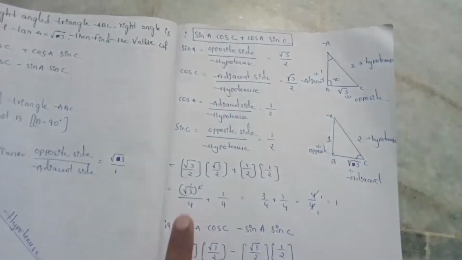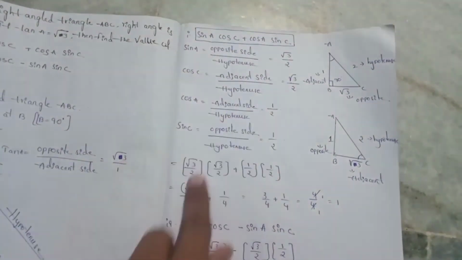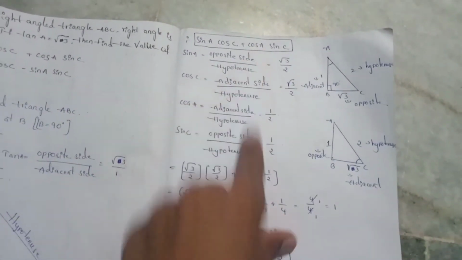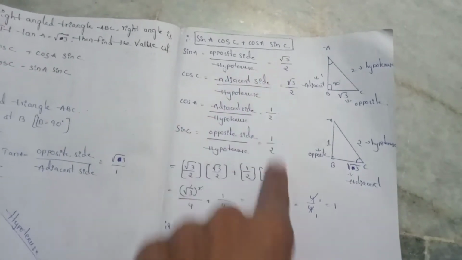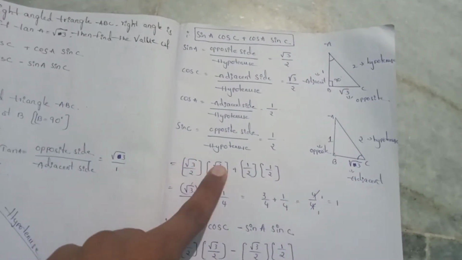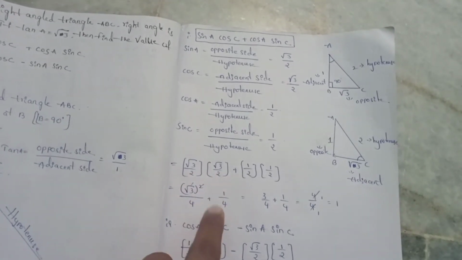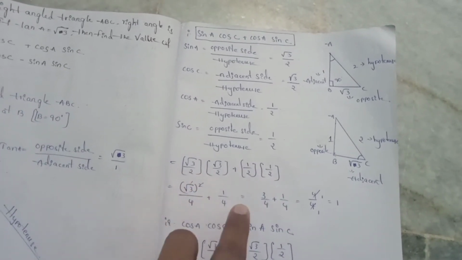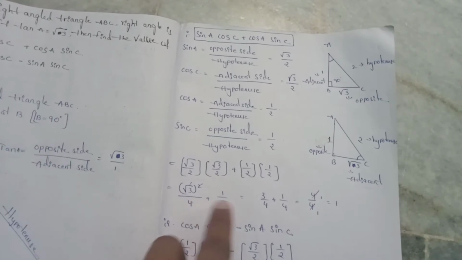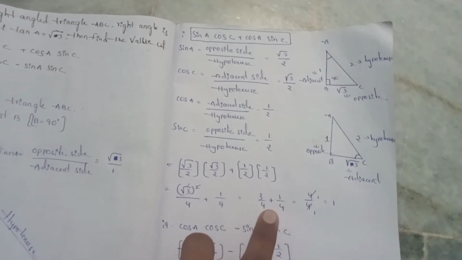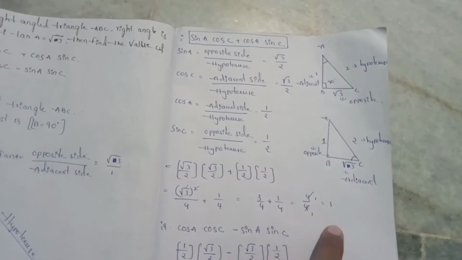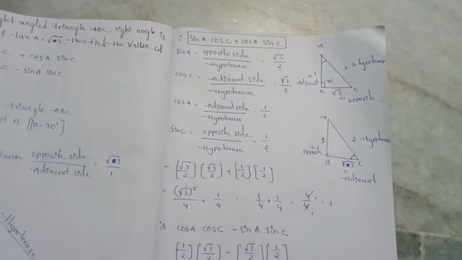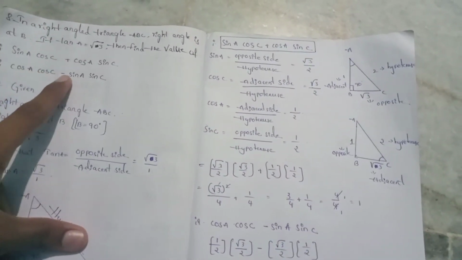Now we have to do this problem. Sin A is root 3 by 2, into cos C, root 3 by 2, plus cos A, 1 by 2, into sin C, 1 by 2. Root 3 into root 3, whole square, 2 twos are 4, plus 1 into 1, 1, 2 twos are 4. The square root cancels, so it equals 3 by 4 plus 1 by 4. In the denominator both are the same, so we write it only once: 3 plus 1 is 4, 4 ones are 4. The answer is 1.